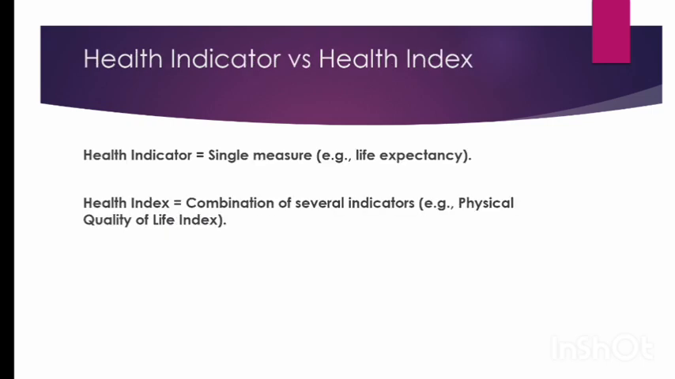Health indicator versus health index. A health indicator is a single measure, e.g., life expectancy. A health index is a combination of several indicators, e.g., the physical quality of life index.